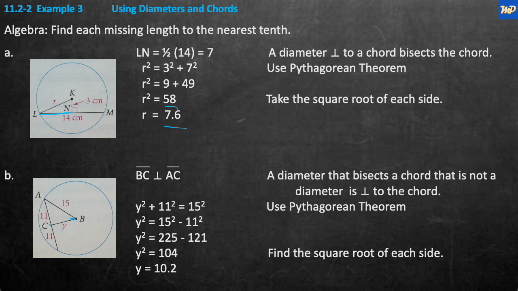So now the 11 squared is on the right-hand side. So now we can say y squared is equal to 225, 15 squared, minus 121, 11 squared. Okay, and then y squared is equal to 104. That's the difference between 225 and 121. The square root of both gives us y is approximately equal to 10.2.